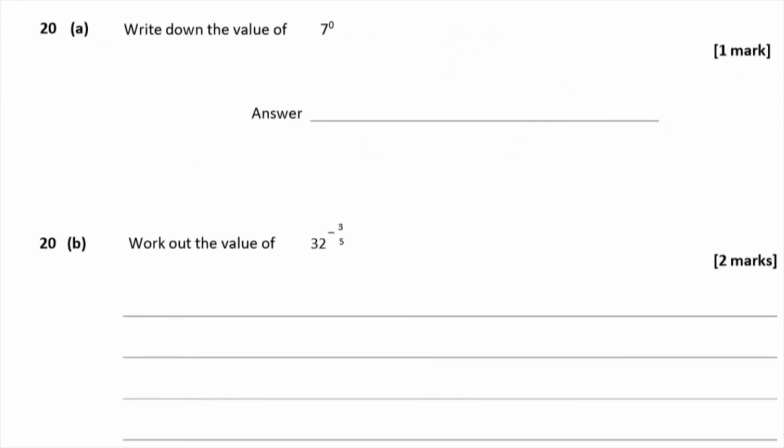Question 20, part A. Write down the value of 7 to the power 0. Well, anything to the power of 0 is 1. So that's 1. B. Work out the value of 32 to the power of minus 3 over 5.